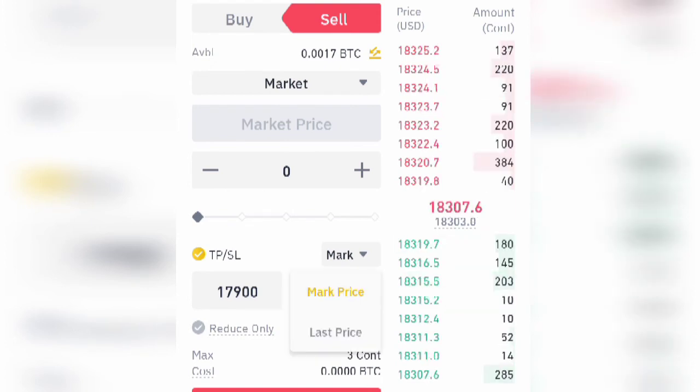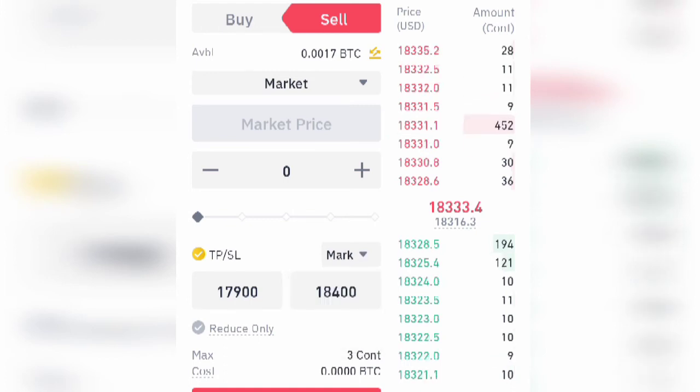If you choose your mark price, you're saying that when the market price hits 17.9, that's your take profit, and it should help you close the trade and take your profit. But if the market price hits 18.4, which is your stop loss price, it should help you minimize loss and close your trade at 18.4.